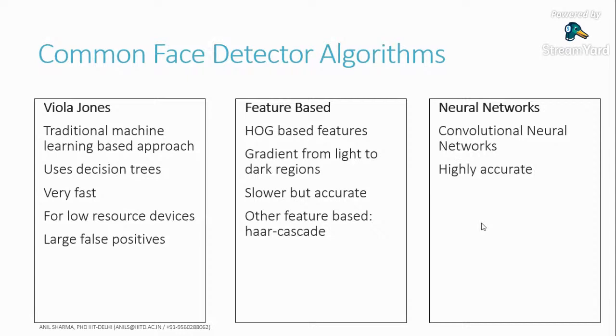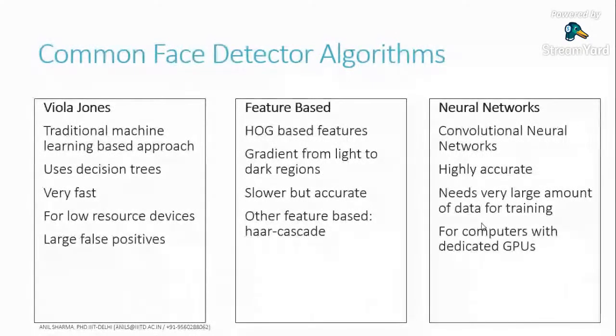Nowadays, the most common face detection algorithms come from neural networks, in that we are using convolutional neural networks to perform face detection. These are highly, highly accurate. But these systems need a very large amount of data to train, and they require sophisticated hardware like GPUs to train these algorithms.